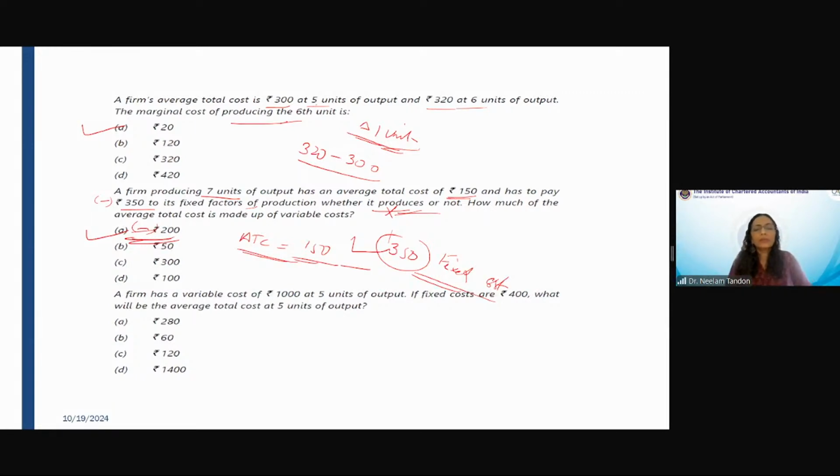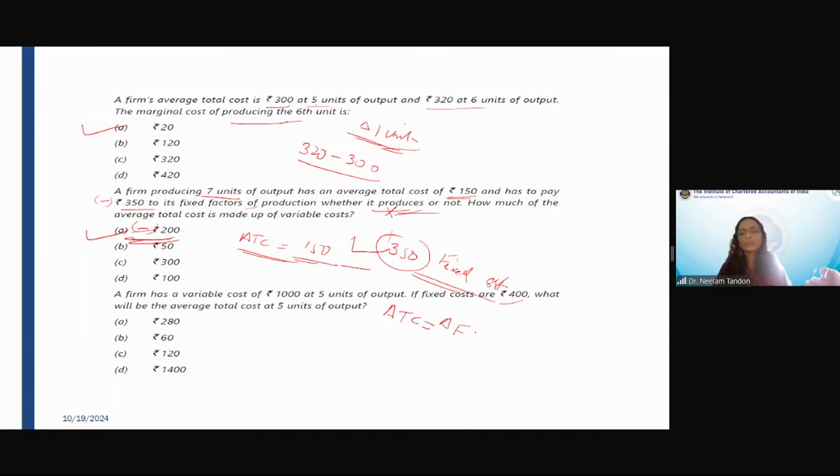Then a firm has a variable cost of 1000 at 5 units of output and the fixed cost is 400. What will be the average total cost at 5 units of output? So you have to find the average total cost. Okay, so they have given fixed cost 400 and variable cost 1000. So average total cost will be how much?